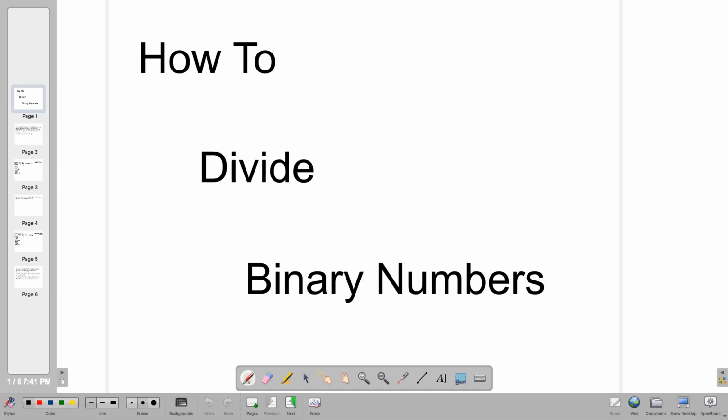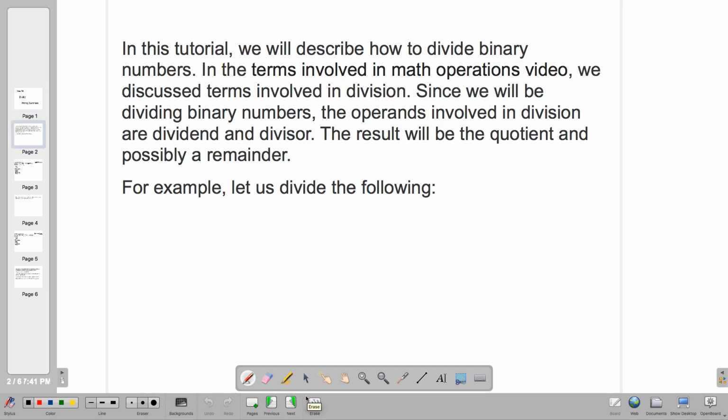How to divide binary numbers. In this tutorial, we will describe how to divide binary numbers. In the Terms Involved in Math Operations video, we discuss terms involved in division. Since we will be dividing binary numbers, the operands involved in division are dividend and divisor. The result would be the quotient and possibly a remainder.